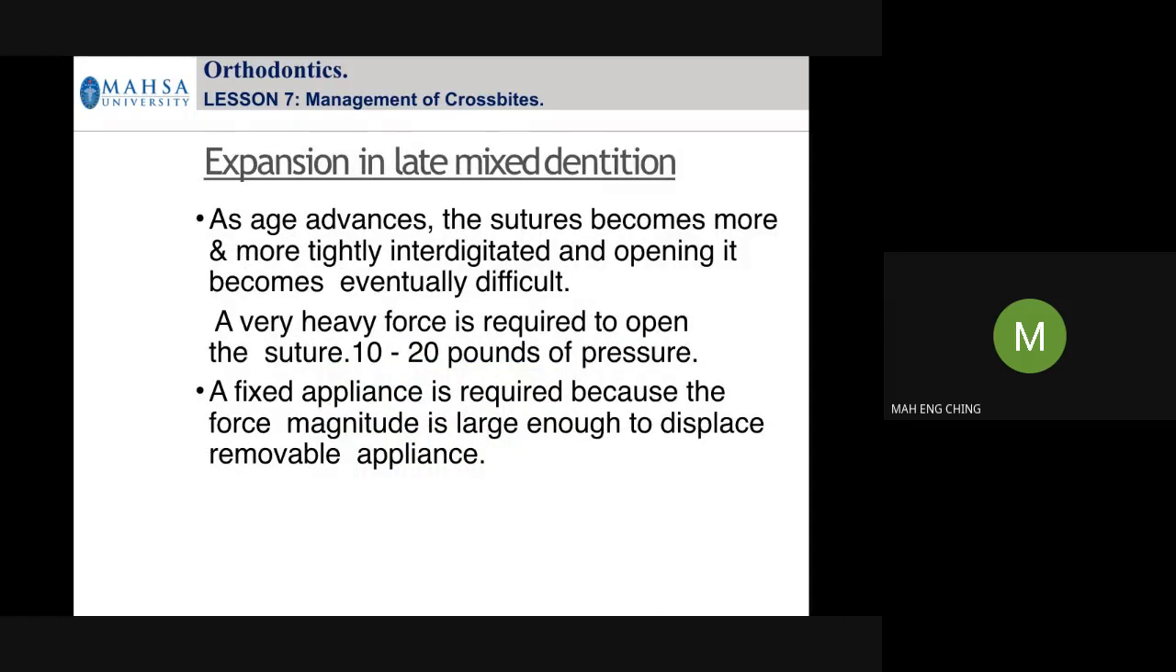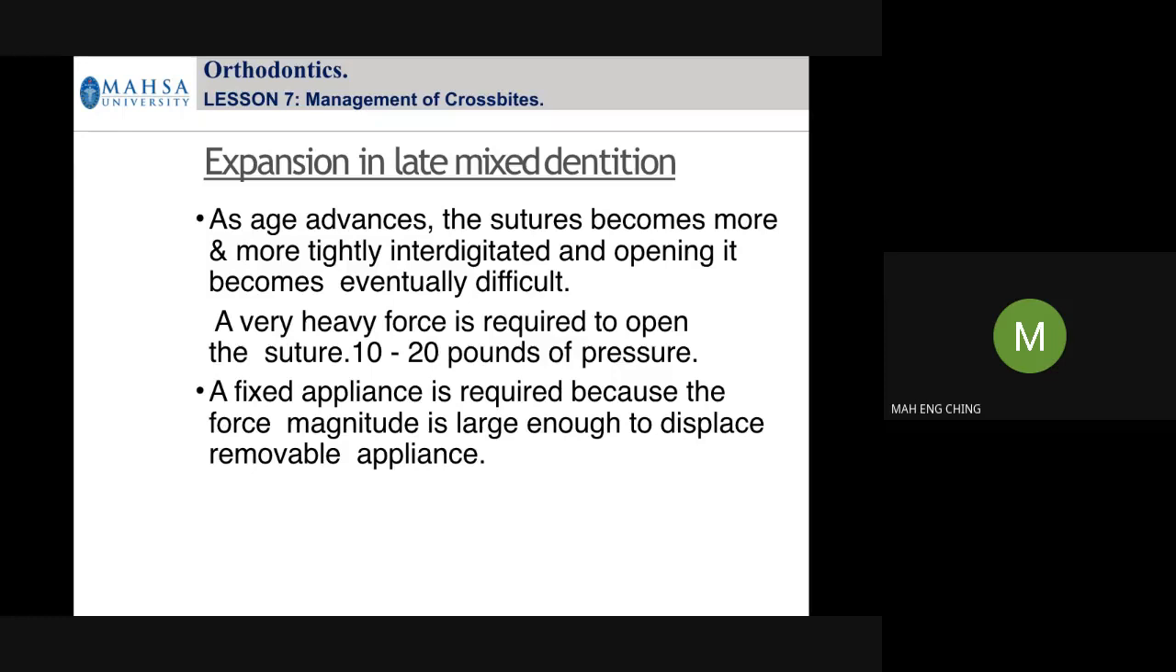Okay, so I think we mentioned before the palatal suture will fuse after 10 to 11 years old. Then it becomes very tight. So the suture is very tight, and if you want to expand it, you have to split the suture again. To split the suture, you need high force. A very heavy force is required to open the suture once they are fused. So you need about 10 to 20 pounds of pressure.